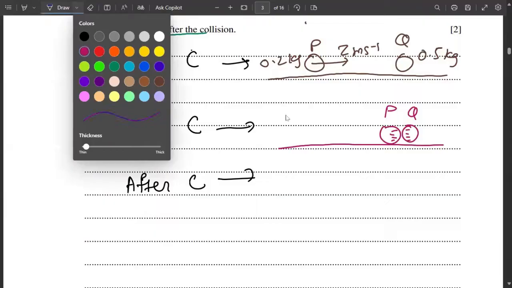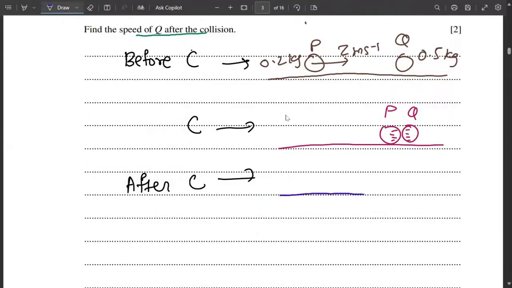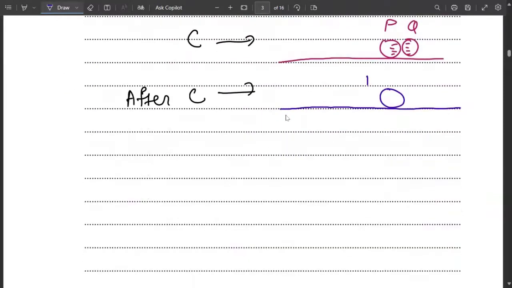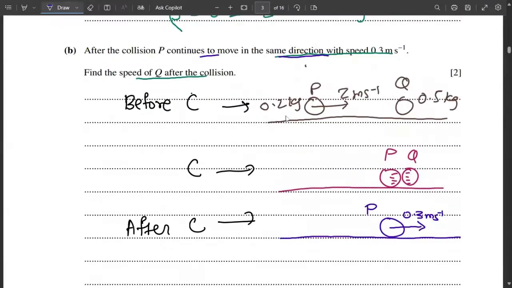And what will happen next? What have they mentioned now? That as they collide, P continues to move in the same direction with speed 0.3. So P continues to move in the same direction with speed 0.3 meter per second. And what about Q? Find the speed of Q after the collision. We don't know it, so let that be x meter per second.